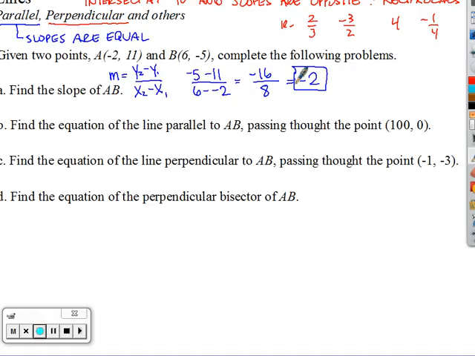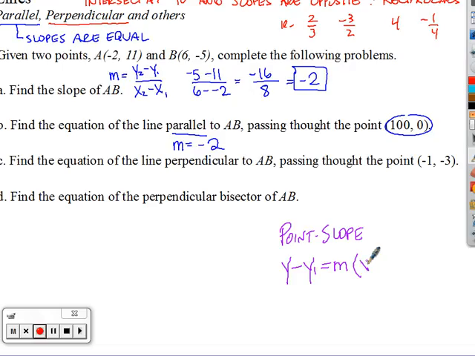Part B, find the equation of the line parallel to AB and passes through the point (100, 0). So parallel lines have the same slope, so the slope will be -2, and I have a coordinate (100, 0). Therefore, point slope form of a line. Point slope form of a line is y minus y1 equals m times x minus x1, and would be the preferred form to write this equation because we have a point and a slope.